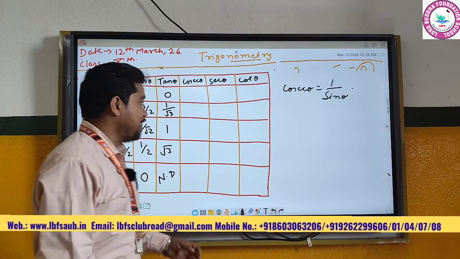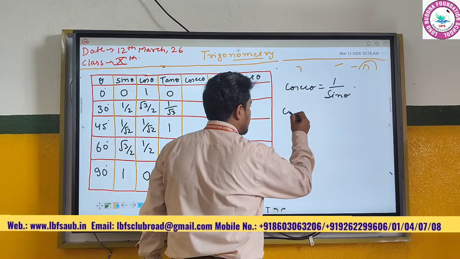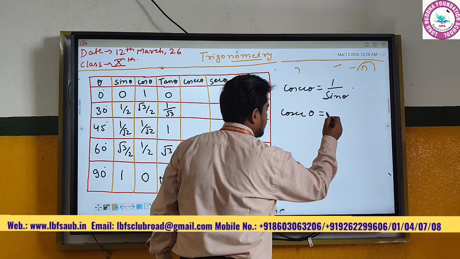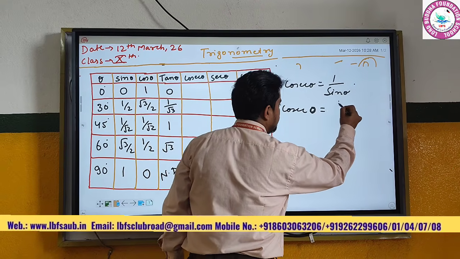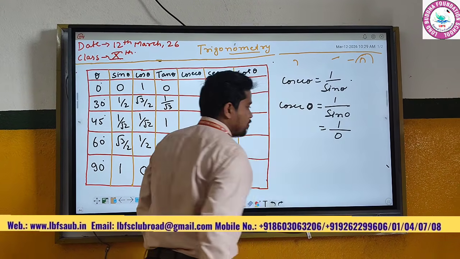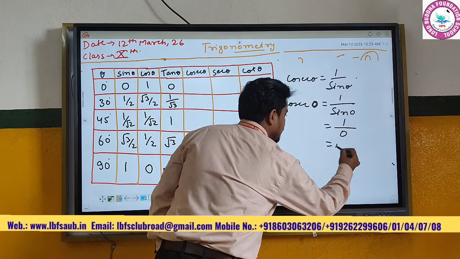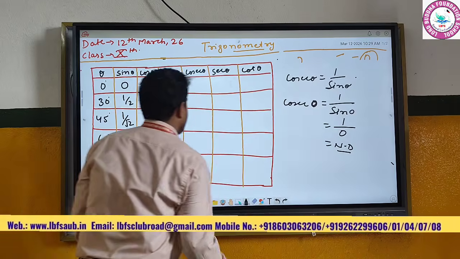So as you are finding the value of cosec 0, what you have to write? Cosec 0 is equal to 1 upon sin 0. The value of sin 0 is 0. So 1 upon 0 is what? It is not defined. So we can write it as ND, not defined.